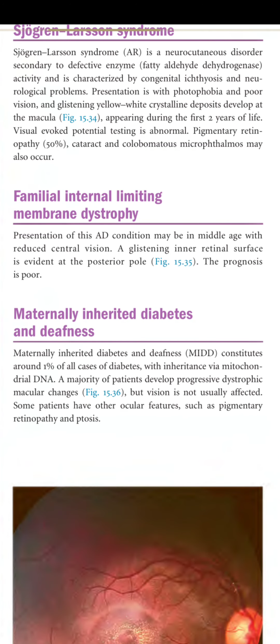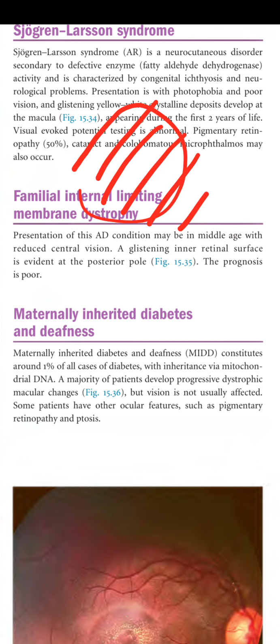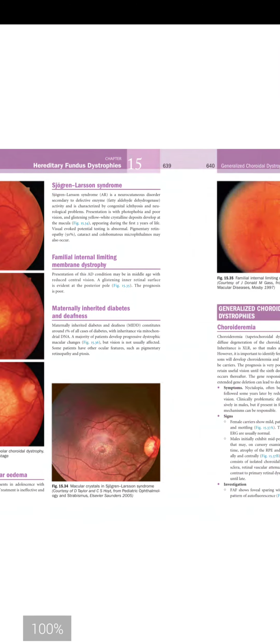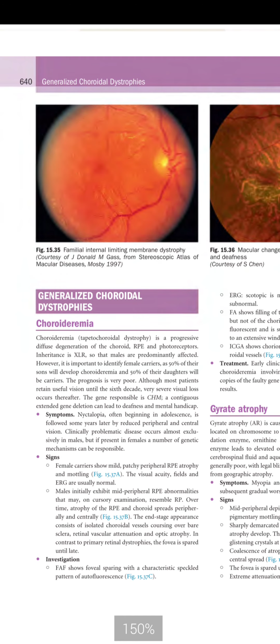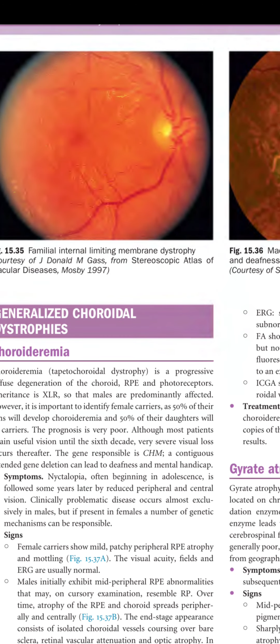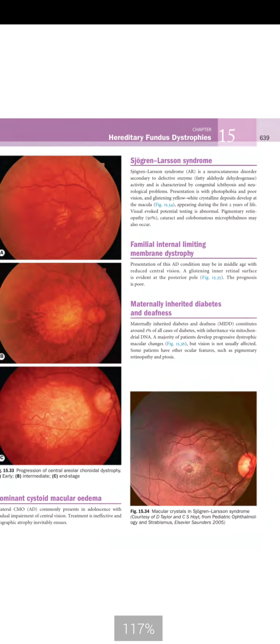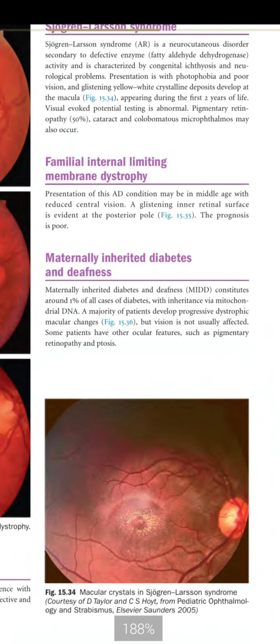Then there is familial internal limiting membrane dystrophy. Presentation of this autosomal dominant condition may be in middle age with reduced central vision. A glistening inner retinal surface is evident at the posterior pole. The prognosis is poor. So at the inner retinal surface there is a glistening appearance and prognosis is poor. So 15.35 is showing us a familial internal limiting membrane dystrophy. So there is a glistening of the posterior pole.